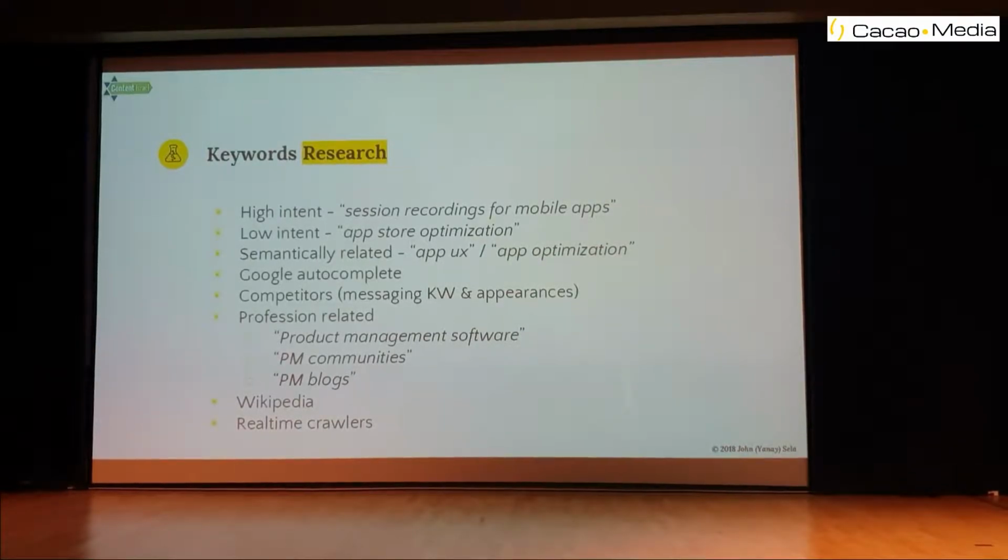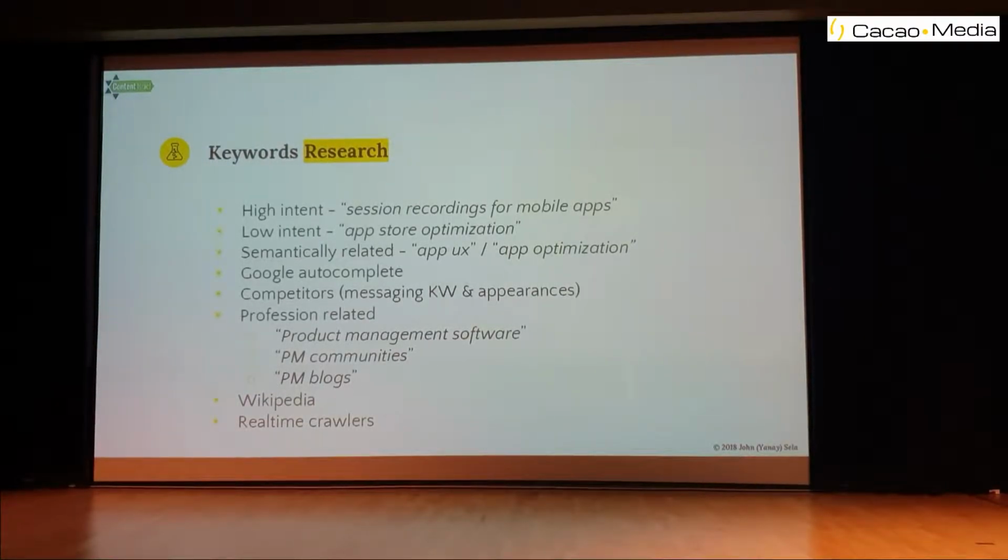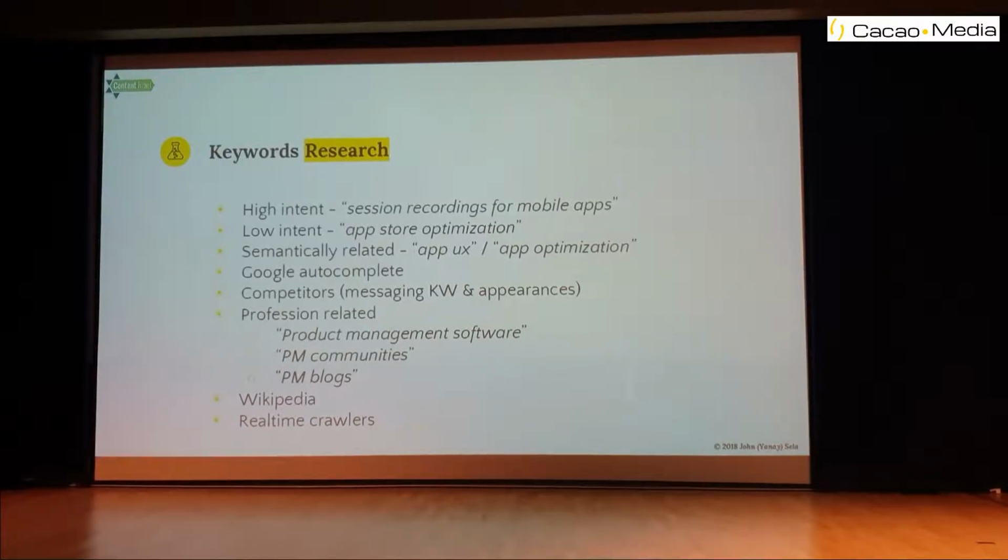Wikipedia might give us more ideas for keywords, and crawlers, things like Google Alerts and TalkWalker, a couple of good tools to plug in some keywords and get results on where online these keywords actually appear. So when we finish this process, we have a list of at least 100 keywords that might be relevant for us. What do we do then with those keywords?